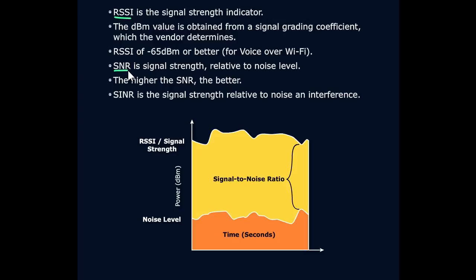It doesn't really matter how much power went into the signal. What really matters is how strong is it when I receive it. And so the RSSI is a measure of that particular strength. Essentially, it's a measure of received amplitude of that signal as it comes back in, and it'll be measured in terms of decibels. It's obtained from a signal grading coefficient which the vendor determines. In other words, there's a relative aspect that is used in terms of measuring this that is based on a vendor-by-vendor basis. So in terms of a Cisco environment, we would say an RSSI of negative 65 decibels or better for voice over Wi-Fi is an example of good quality signal.